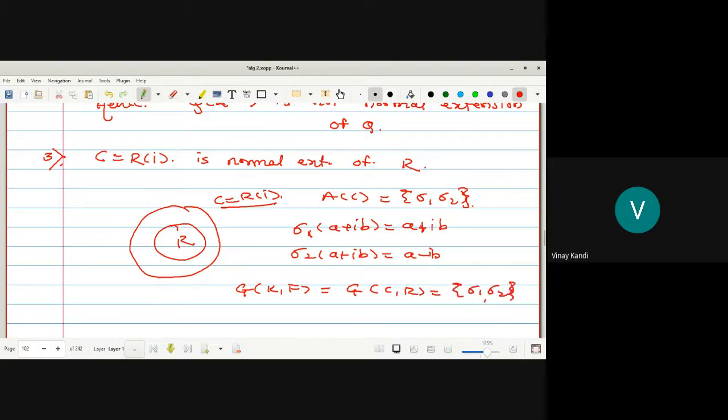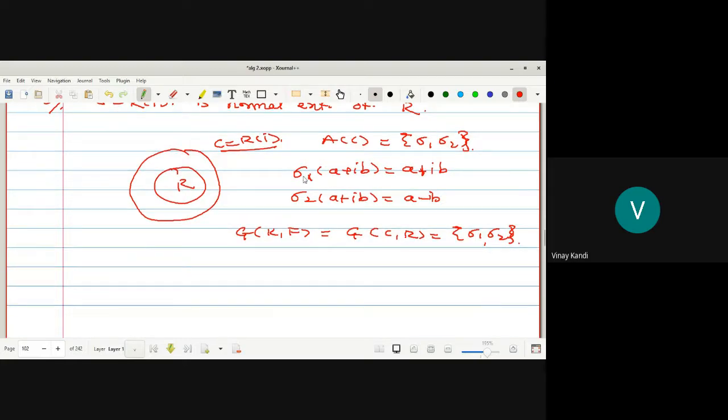Then the fixed field of G(C/R). Wait a minute. What is the fixed field of G? Take the collection of x from C such that sigma of x is equal to x for all sigma belonging to G(C/R). Now which elements do sigma 1 and sigma 2 fix? They fix every element of R. Why? Because iB is not part of it. Okay, in R.